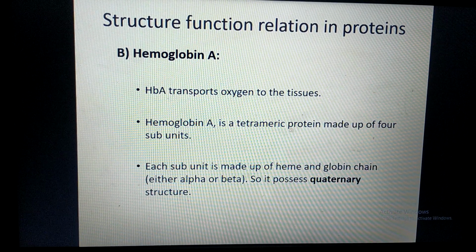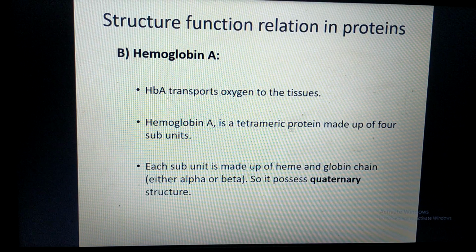Hemoglobin A transports oxygen to the tissues. Hemoglobin A is a tetramer protein made up of 4 subunits. Each subunit is made up of heme and a globin chain, either alpha or beta. So it possesses quaternary structure.